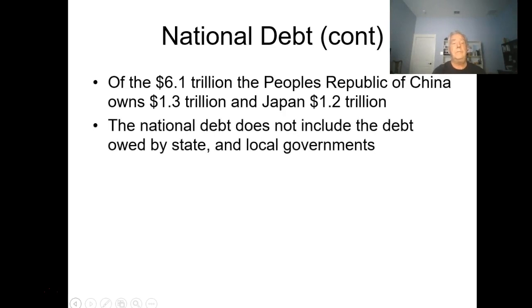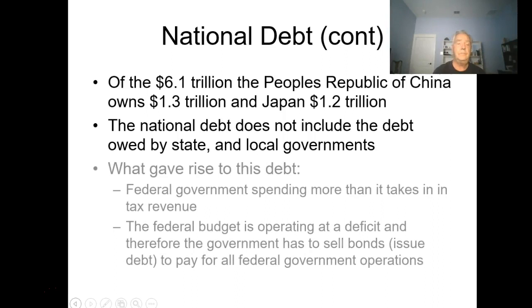Now, that national debt number that we use, approaching 20 trillion this year, does not include anything owed by state and local governments. State and local governments issue what they call municipal bonds, and those bonds are issued to build roads, build schools, etc. But none of that is included in this calculation.